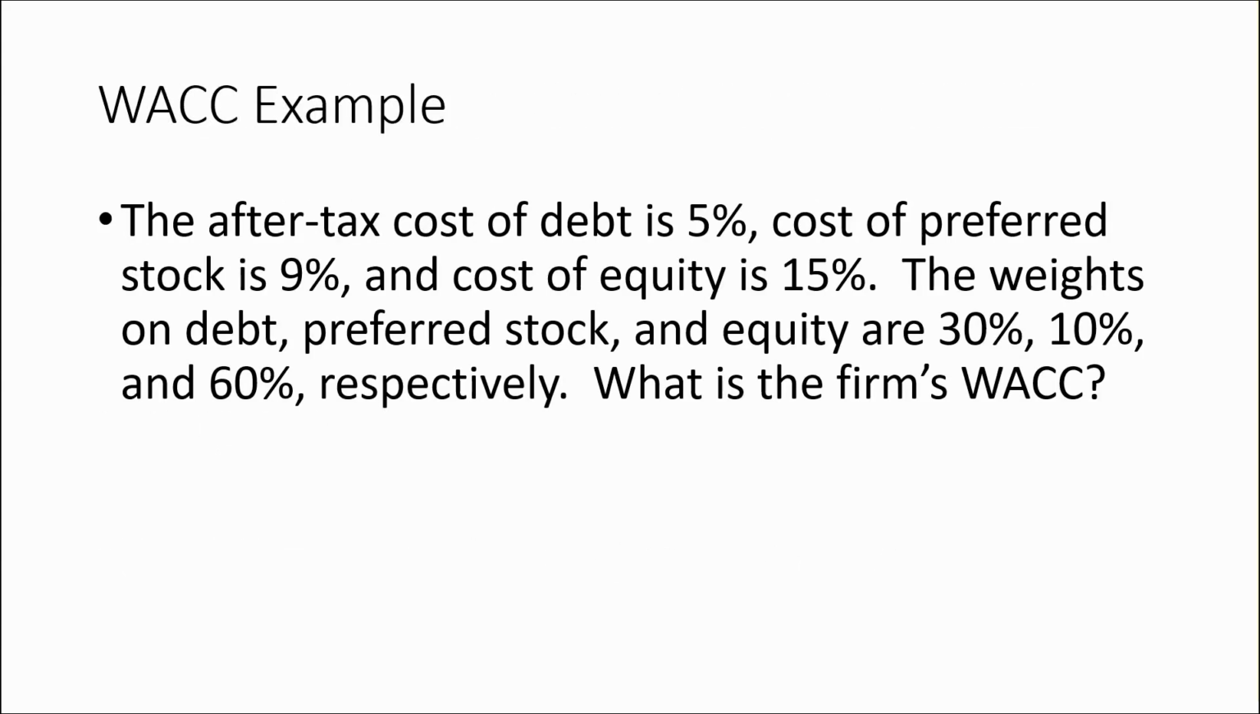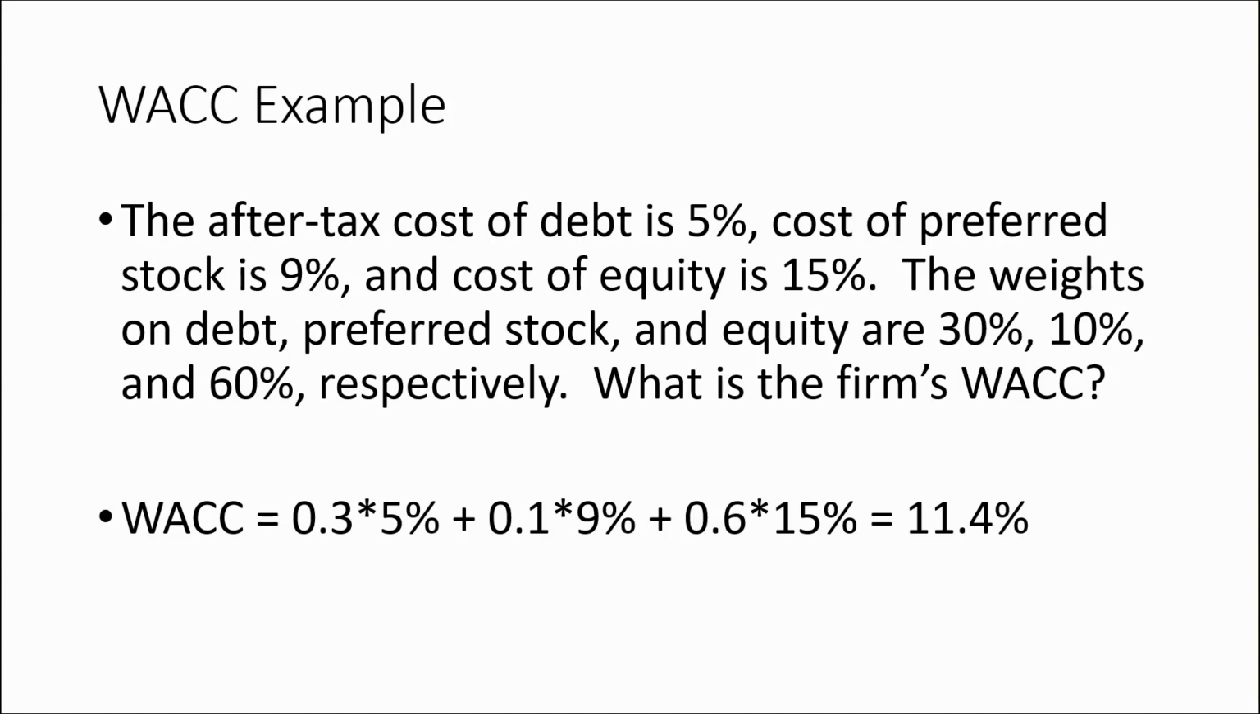For example, let's say a company has an after-tax cost of debt of 5%, cost of preferred 9%, cost of equity 15%. Given these weights, what's the firm's weighted average cost of capital? And you see I just multiplied the weights by each of the costs, remembering that the cost of debt should be the after-tax cost of debt. And notice that I have to convert the weights into the decimal form because the costs are in percent. But it's safe to leave the cost as a percent because in the end, we do want a percent, giving us the answer of 11.4%.